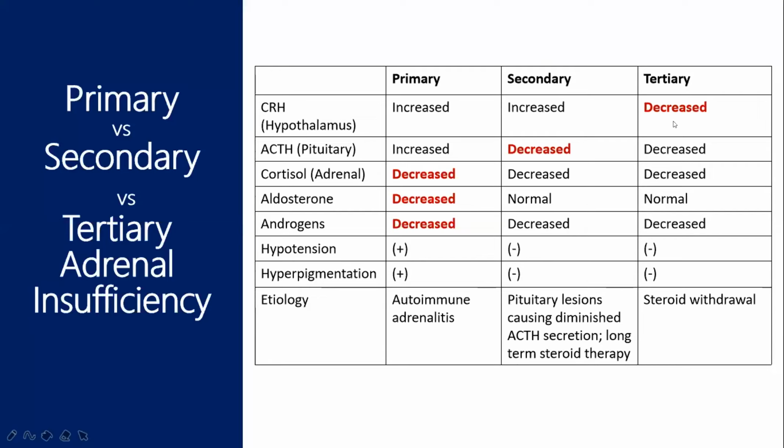So as a result of the decrease in CRH, there would be a decrease in ACTH production, and there would also be a decrease in cortisol production. Aldosterone is also not affected, so it's normal, and the androgens would also be decreased. And the usual cause for tertiary adrenal insufficiency is steroid withdrawal.